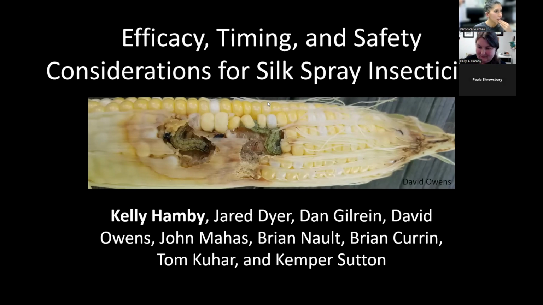Okay, it looks like answers to the poll have stopped coming in. So just going through the responses here, which Bt hybrids best control corn earworm? The majority of people chose Attribute II and Attribute Plus. So those are the two that have that VIP trait that work very well for the corn earworm.